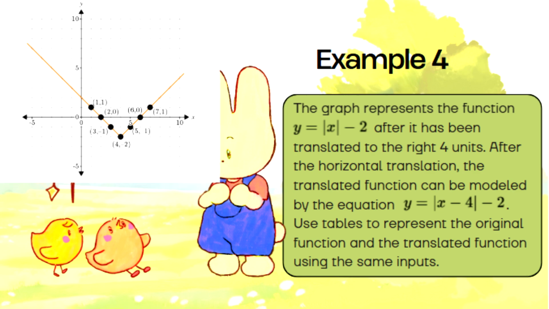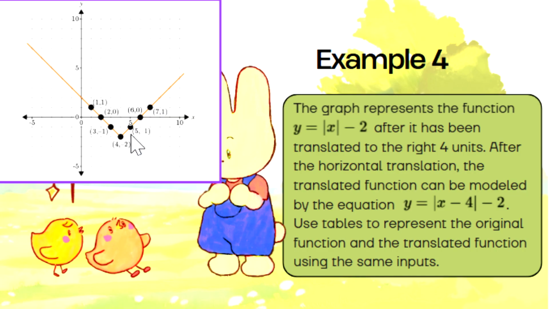Okay. After the horizontal translation, the translated function can be modeled by the equation y equals absolute value of x minus 4 minus 2. Use tables to represent the original function and the translated function using the same inputs. So again, this shows the translated function.